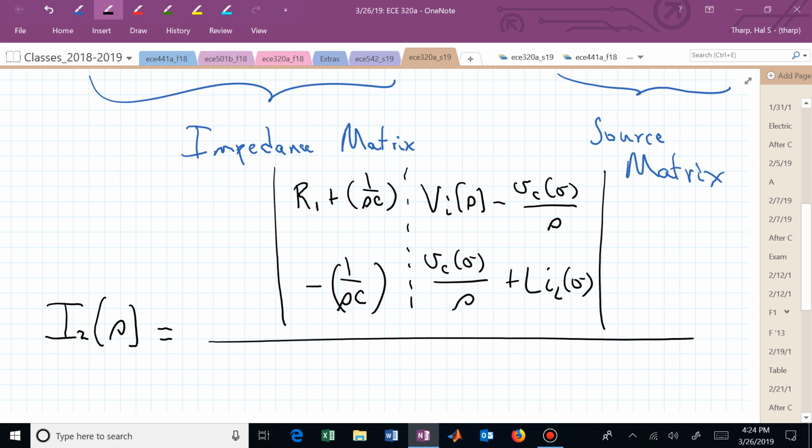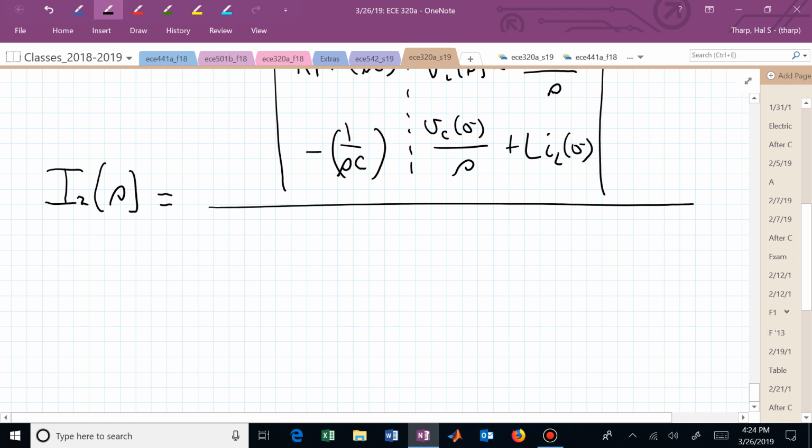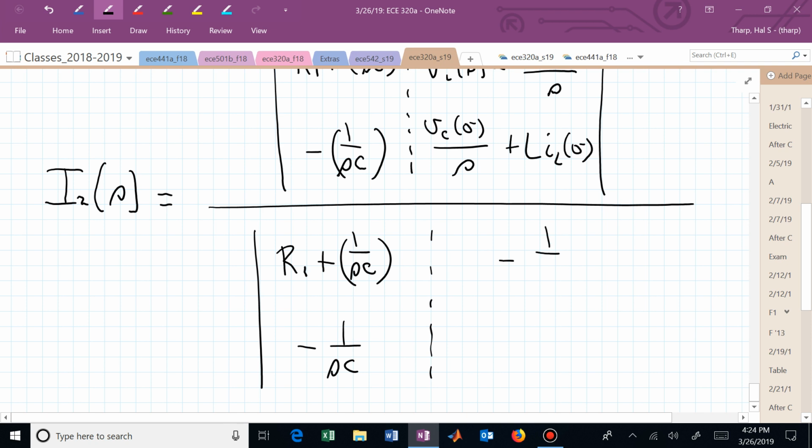You divide it by the determinant of the impedance matrix, which was R1 plus 1 over SC, minus 1 over SC. And then this was minus 1 over SC. This was just the second column of the impedance matrix, R2 plus SL plus 1 over SC, and take the determinant of it.